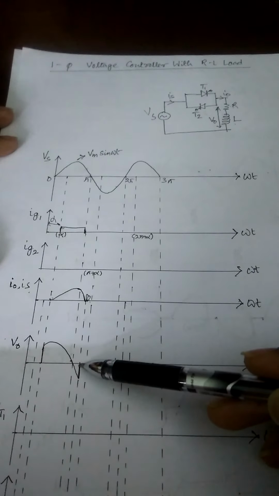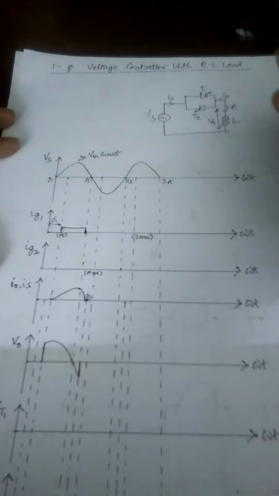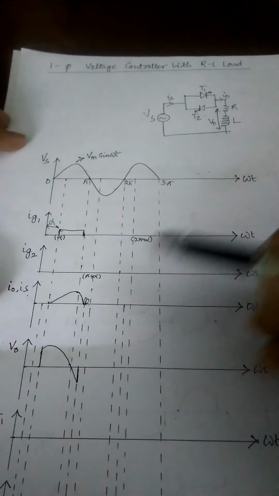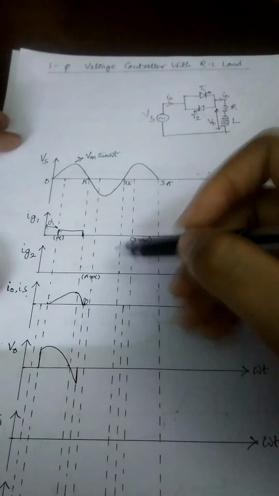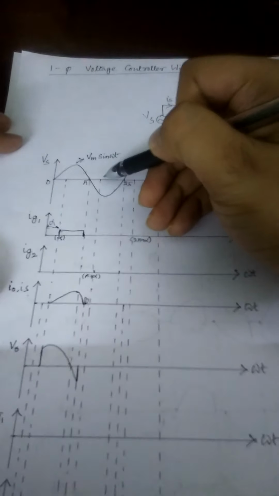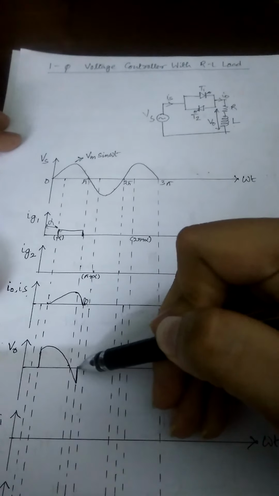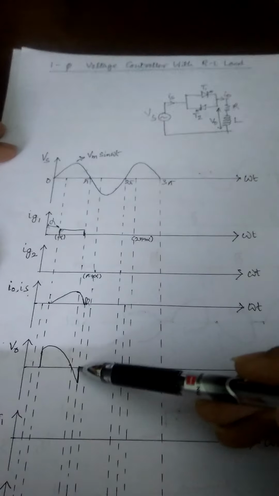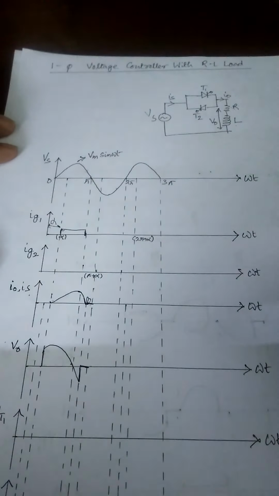Now after the beta point, the next thyristor T2 is going to be in conducting mode at the alpha firing angle, and that will be applicable for pi plus alpha. So this is the pi plus alpha point, that means here. At the pi plus alpha point, T2 will now be in conducting state. So from beta to pi plus alpha there is no current and voltage in the load circuit.